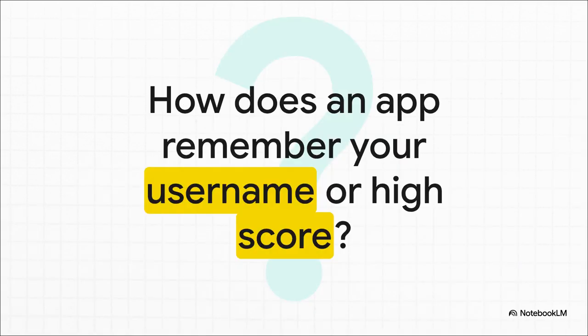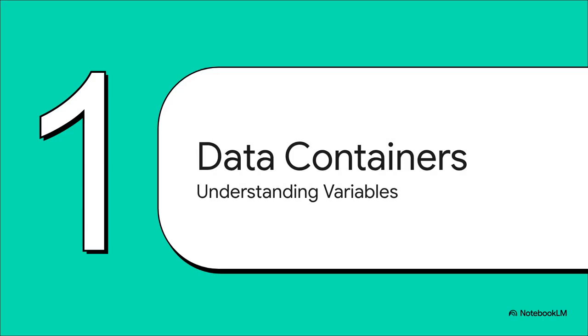So let me ask you something. Ever wonder how your favorite app somehow remembers your username? Or how a game keeps track of your high score, even after you've closed it? It's not magic, right? It's a really core idea in programming that lets software hold on to information. And the answer to that question? It all comes down to what you can think of as Java's data containers.